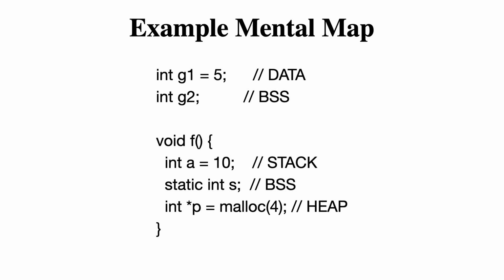Let's go into the function, void f. The first line of the function is int a equals 10. It's a local variable, so it will go to the stack. Next is static int s. It is a static variable and it is uninitialized, so it should go to the BSS segment. The last is the memory which I allocated through malloc, so it must go to the heap. That's how you can decode each variable, where it is going, and what its lifetime is. You can see that for static int s, its lifetime is throughout, but its scope is local.